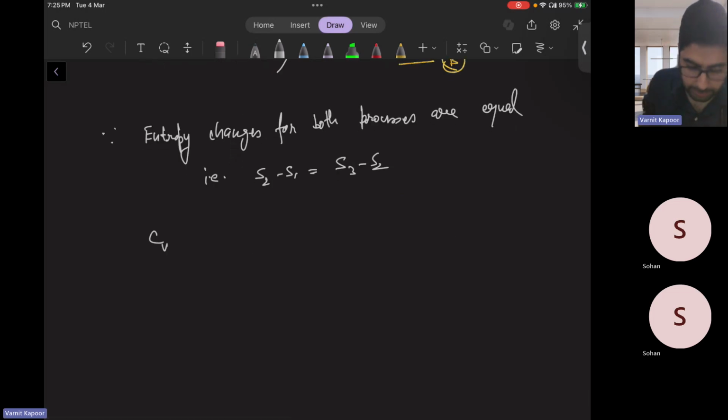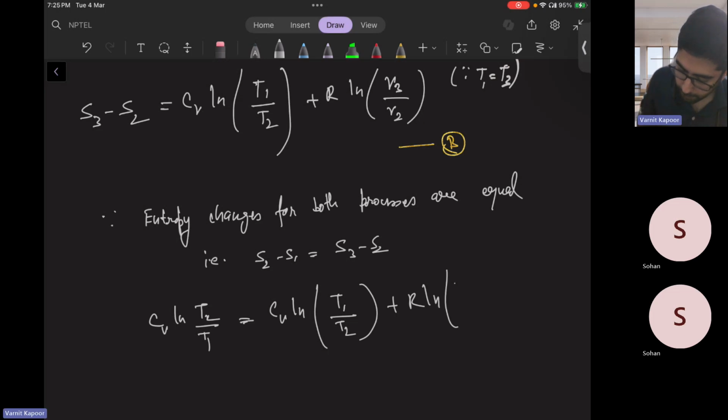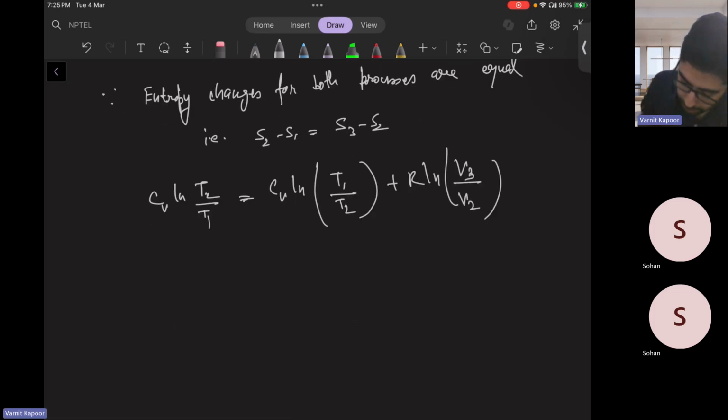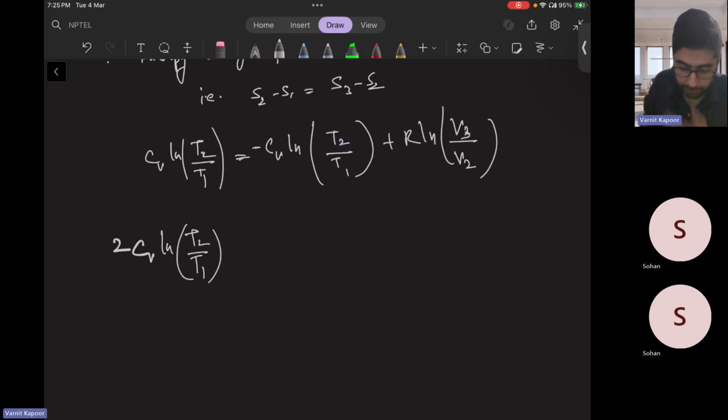So what is S2 minus S1? It is Cv ln T2 by T1. And what is S3 minus S2? It is, from equation B, Cv ln T1 by T2 plus R ln V3 by V2. Clear? T1 by T2 can be written as T2 by T1 with a minus sign here. If you transpose this on the left hand side, it will be 2 times Cv ln T2 by T1 is equal to R ln V3 by V2.